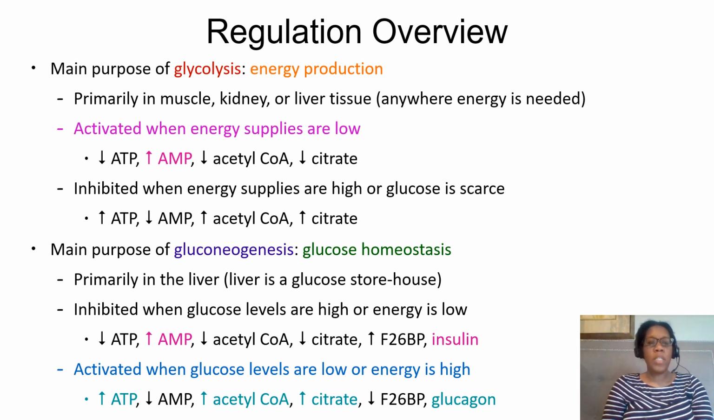We see gluconeogenesis activated when glucose levels are low or energy is high. So we activate it when ATP is high and AMP is low, acetyl-CoA is high, citrate is high, and F26BP and glucagon concentrations are low.